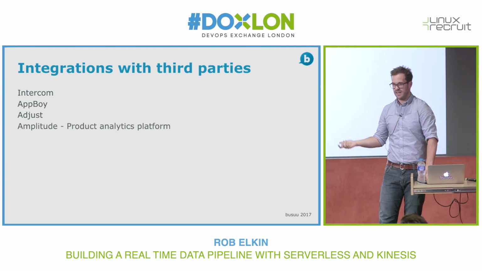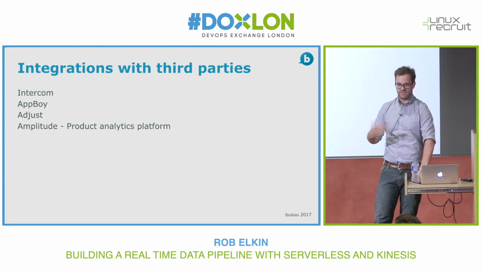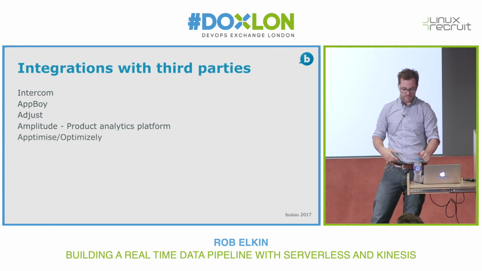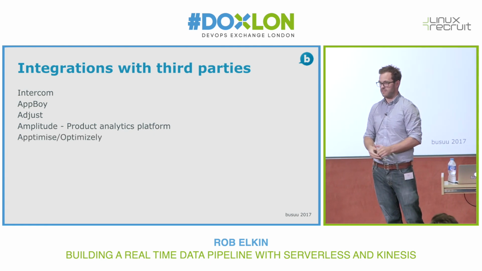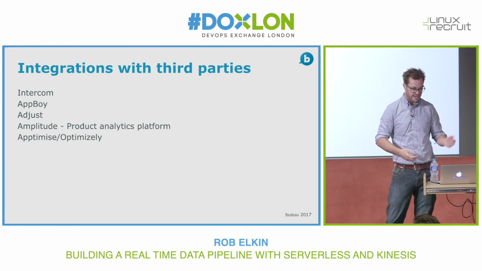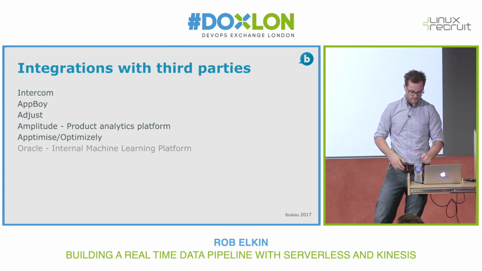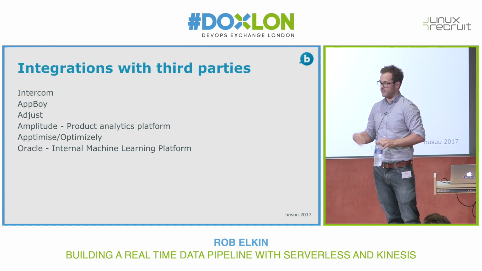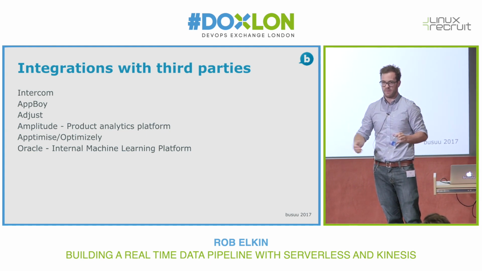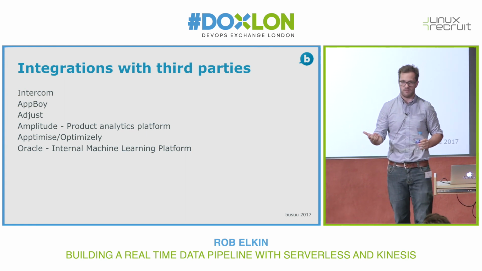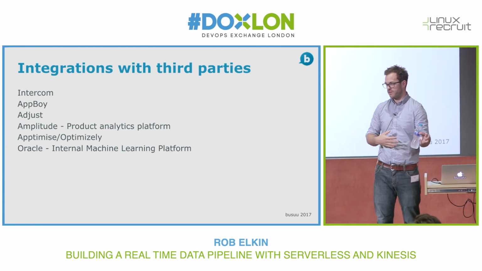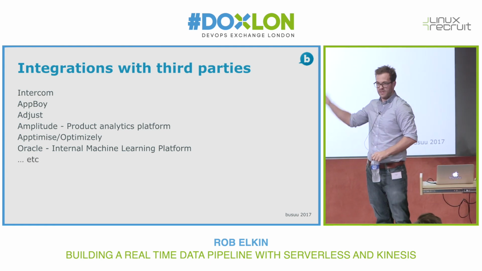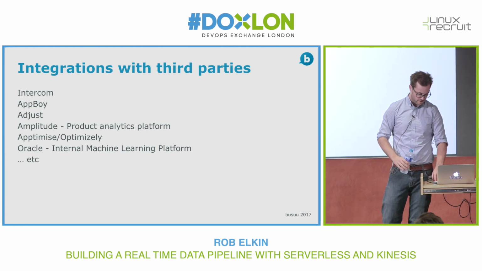Amplitude is used by our product team to understand all of our data and to look at graphs and charts and understand the flow of users through the platform. Optimizely is used for A/B testing, so we A/B test a lot of stuff, so our product managers and our data team will use that. Oracle is what we call our internal machine learning framework, and we use that to give us real-time predictions on what people are going to do. Are they going to churn? Are they going to convert? Stuff like that. Plus lots and lots more. So this is just an example of how many tools we're using.